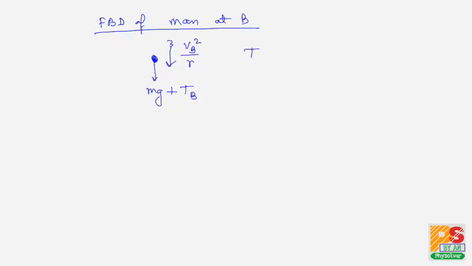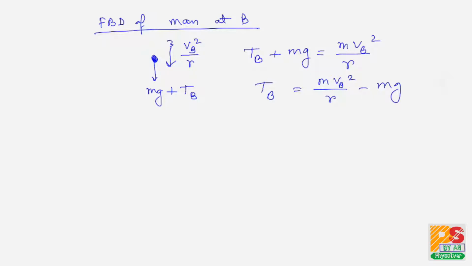Clearly we can write TB plus mg equals m VB square divided by r. So TB, that is tension at the highest position, will be mVB square by r minus mg. That's the formula of tension at the highest position.